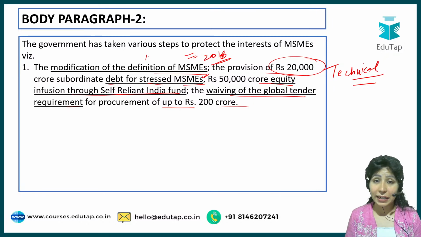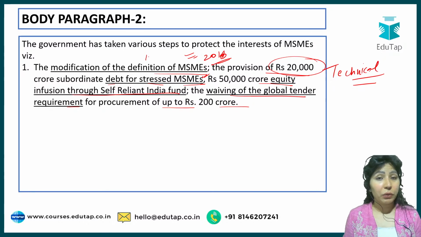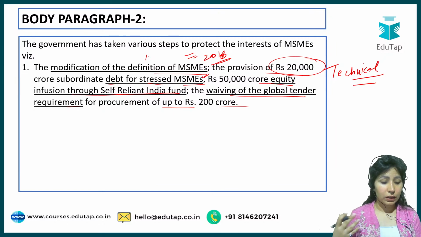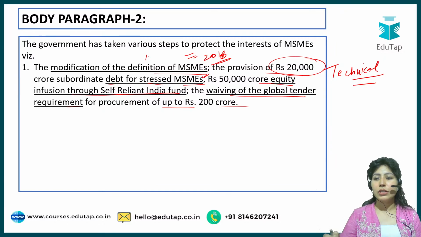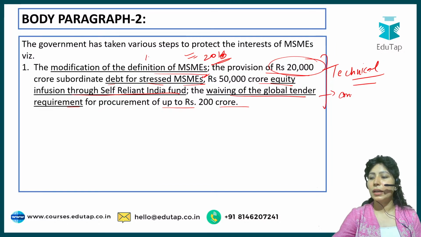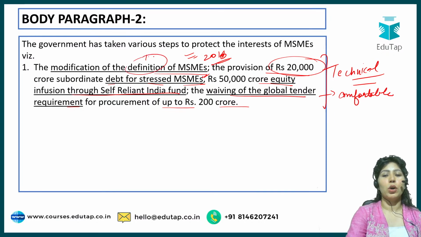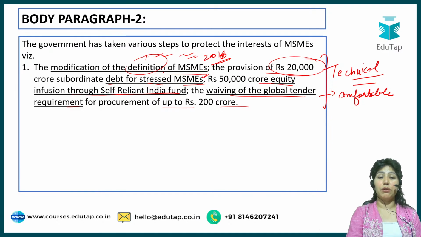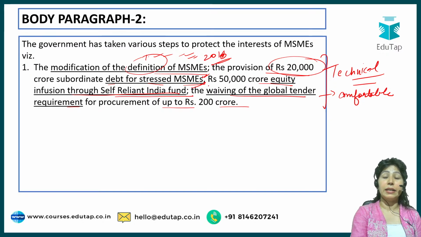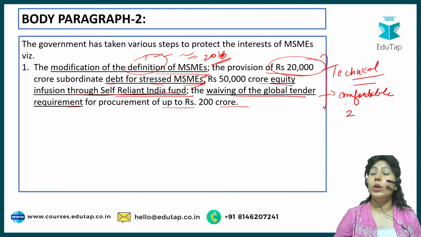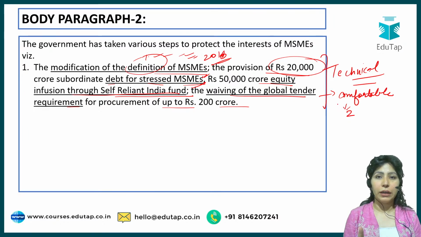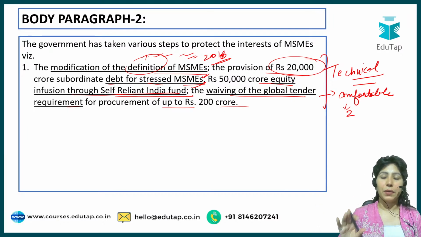Now that's a lot of data. What do you do? Either you remember it, or you try to mug it up, or just find out the most comfortable ones here. Comfortable ones, I think the most comfortable one is modification of definition here. And if you can remember anything from here, Self-Reliant India Fund. Remember at least two comfortable data points for every topic, and then include them in your answers.